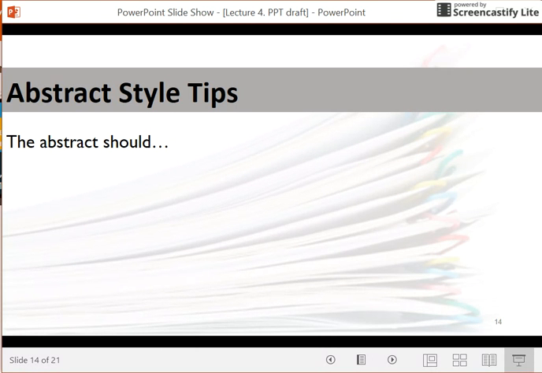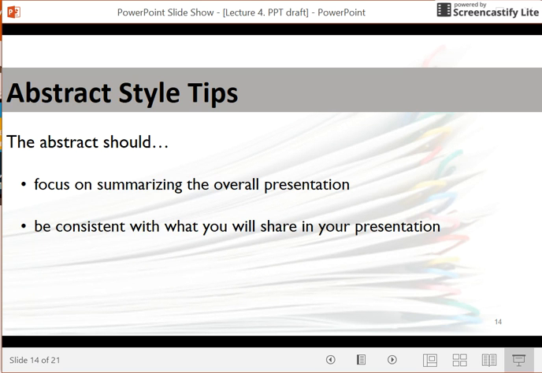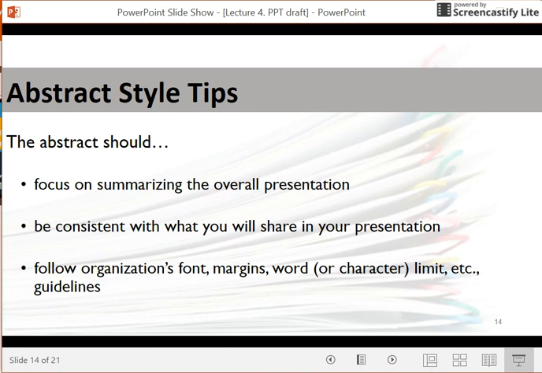Now that we have reviewed the 4 components, let's discuss some abstract style tips. The abstract should focus on summarizing the overall presentation. Remember, this is just a summary. You do not need to give a lot of details. Be consistent with what you will share in your presentation. The content in the abstract and your presentation should be consistent. And follow the organization's font, margins, and word limit guidelines. For the COP conference, your abstract should only be 150 to 200 words.